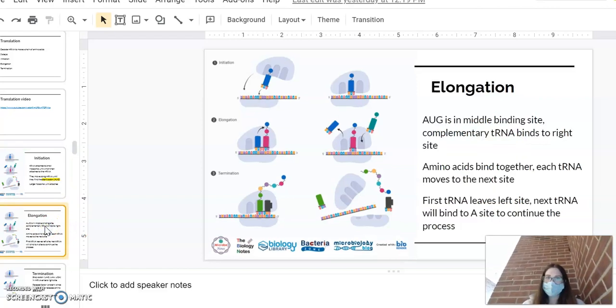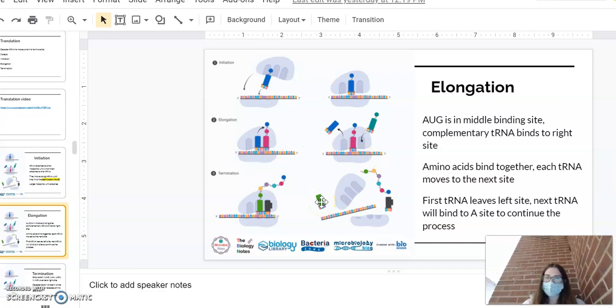Elongation: AUG, which is in the middle binding site here, binds to the right site. The amino acids then bind together and each tRNA moves to the next site. Again, I would definitely go back and look at an animation for this because it's hard to tell from this model, but these tRNA strands will move to the left as they read the mRNA.